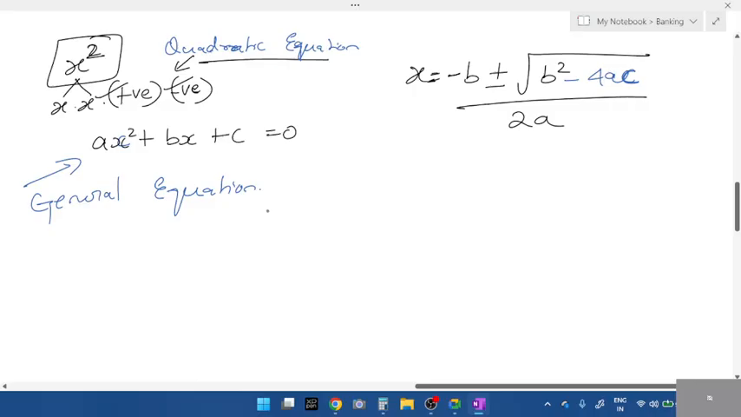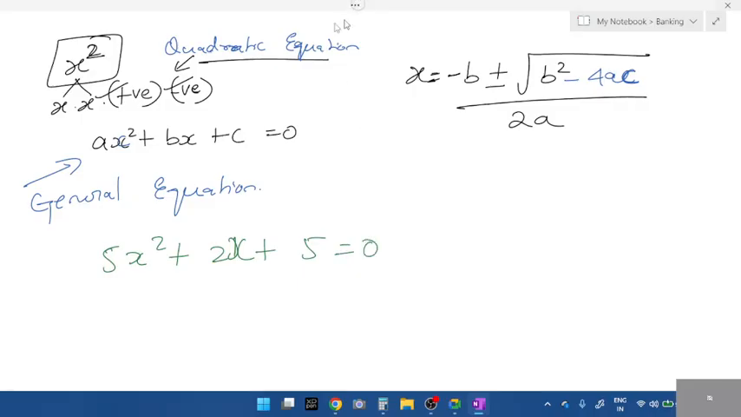All of you made a note? Completed? Okay, so we take all the values, students. For example, you'll have 5x square plus 2x plus 5 is equals to 0. This is the equation. Don't write this. Stop writing. Listen.